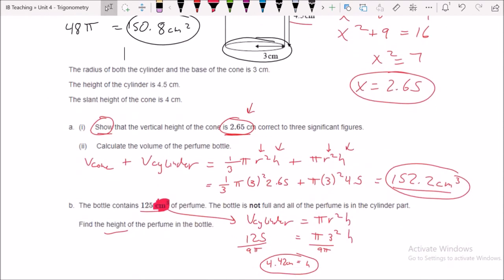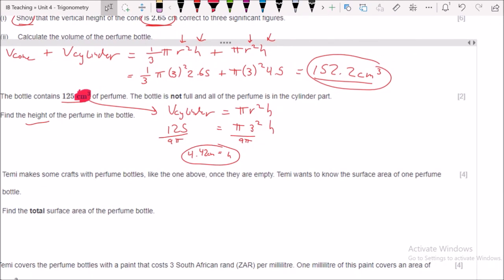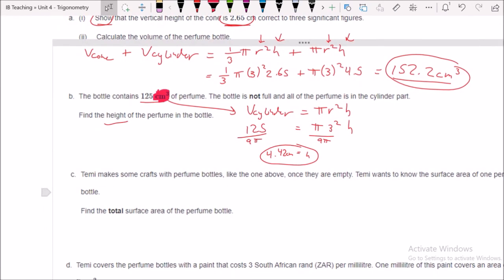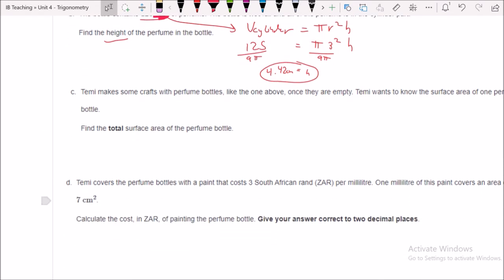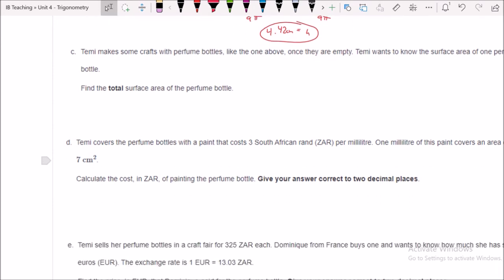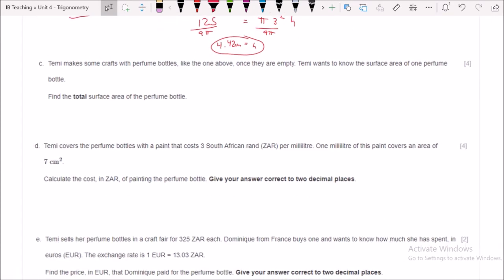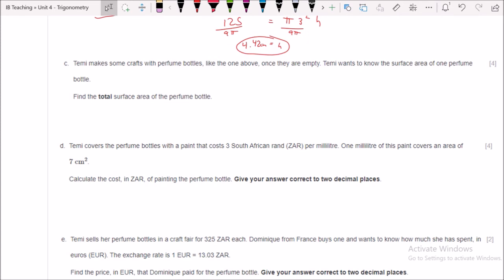And what was she doing with the bottles? Making crafts. Wants to know the surface area of a bottle. I'm assuming putting some, I don't know, glitter or paint or something on the outside. Okay, and then in part D, that is confirmed. The person, Temi, is going to cover the perfume bottle with a paint that costs 3 South African rands per milliliter. 1 milliliter of paint covers an area of 7 square centimeters. And we're asked to calculate the cost in ZAR of painting the perfume bottle.